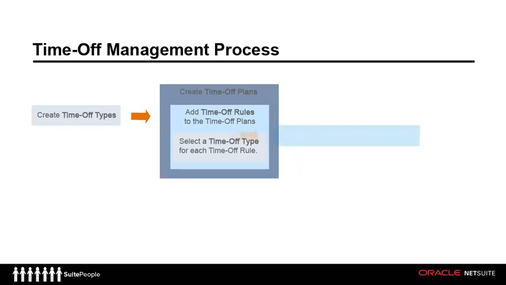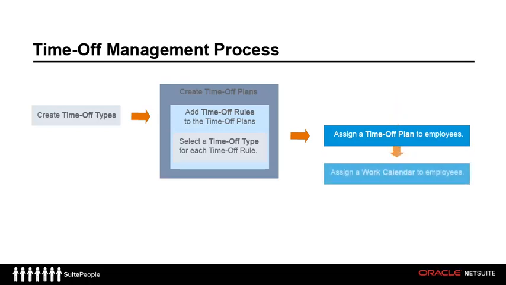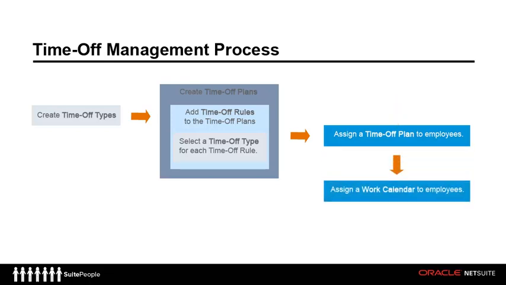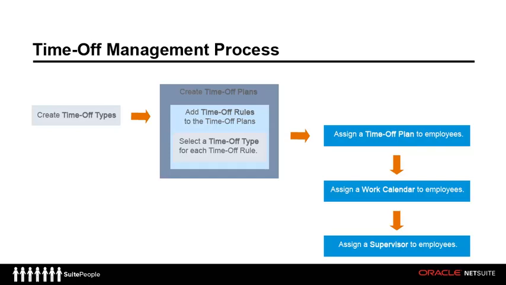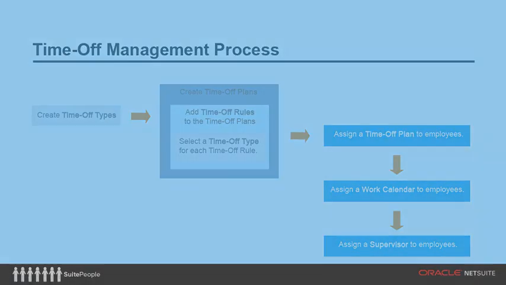Next, the time off plan needs to be assigned to employees on their employee record, as well as a work calendar. Work calendars determine which days are working days for the employee. This is used to calculate the number of hours to deduct from an employee's balance when a time off request is submitted. And lastly, a supervisor should be specified on the employee record. This person will automatically receive any time off requests submitted by the employee.